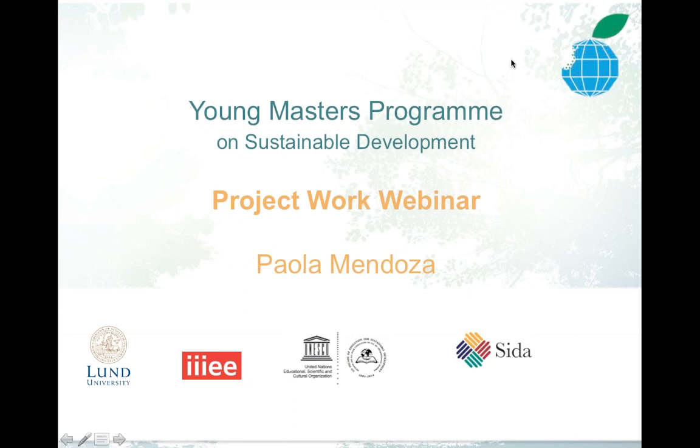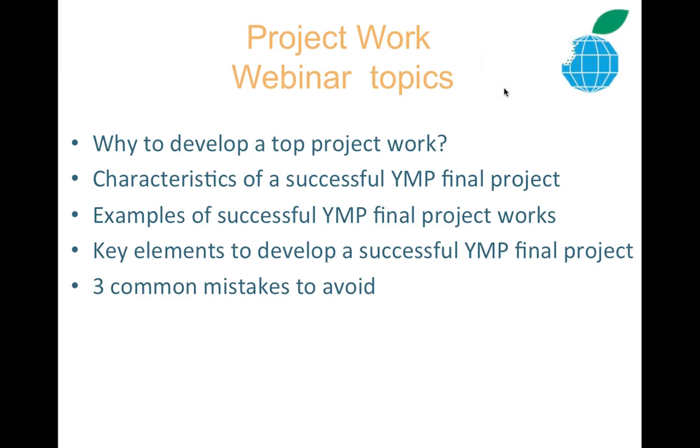So now let's start. This is what will be the focus topics. Why develop a top project work, characteristics of a successful YMP final project. Sometimes I call it YMP final project, sometimes project work, sometimes I add the adjective top, or sometimes strong, but it's all the same. Project work or final project is the same. Examples of successful YMP final project works, key elements to develop a successful project, and 3 common mistakes to avoid. There are more than 3, but depending on how the webinar goes, we can mention more, because it's good to know what to avoid.